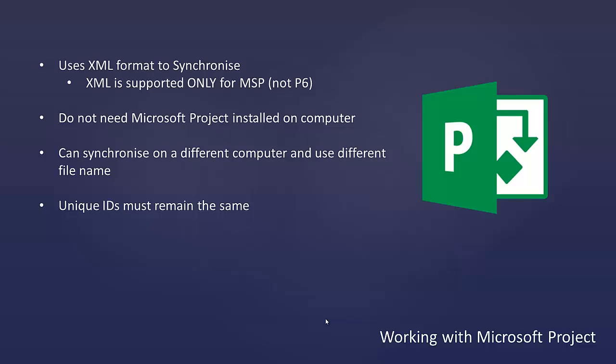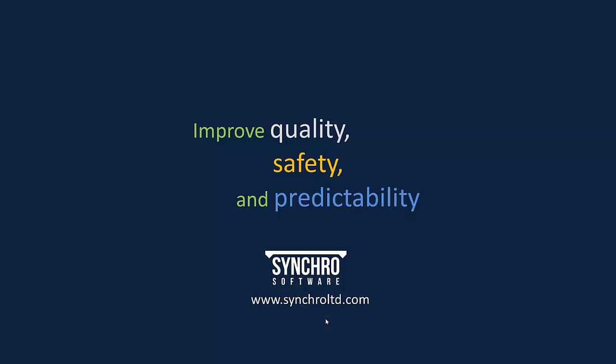So deleting a task and recreating it, that ID would be changed. Even though it looks like the same task, it would be a different ID on that, and so the synchronization would not work for that task. And another thing to point out for Microsoft Project is there is no Synchronize To option. You would just export, and Synchro would create an XML file which you would be able to open in Project.